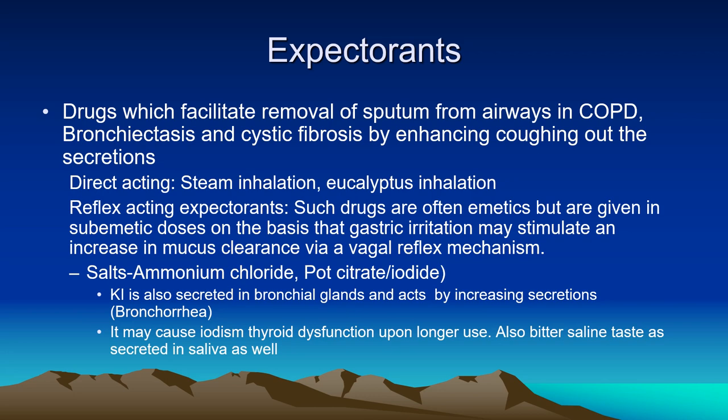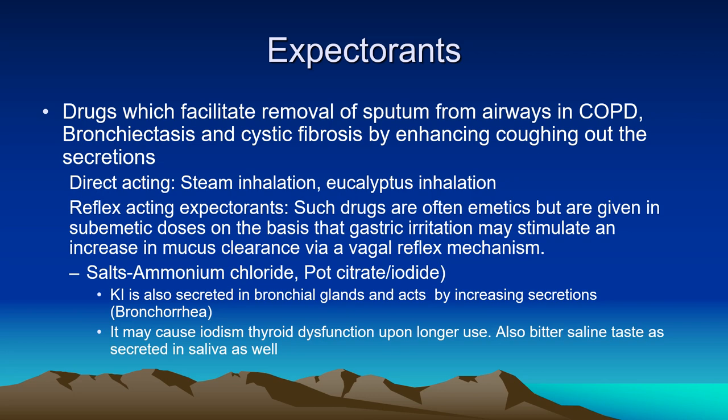Expectorant drugs help or facilitate removal of sputum from airways, and they are commonly used in the treatment of chronic bronchitis, chronic obstructive lung disease, bronchiectasis, and cystic fibrosis. This group of drugs enhances coughing out of the secretions. They are direct acting. Steam inhalation is the best, I think, available expectorant at low cost or free of cost. Eucalyptus inhalation can also be another one, or menthol inhalation could be another one.